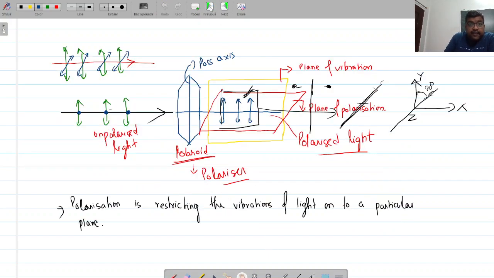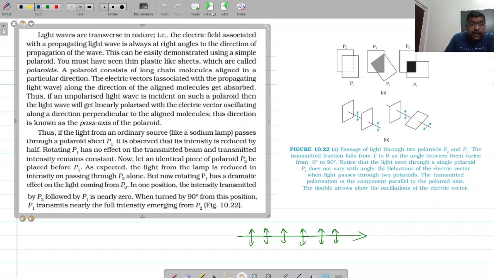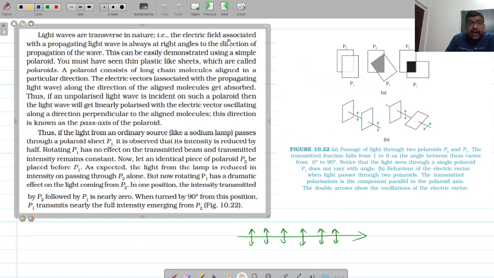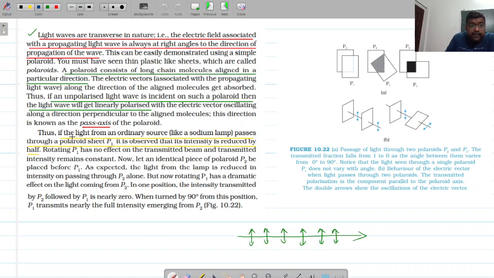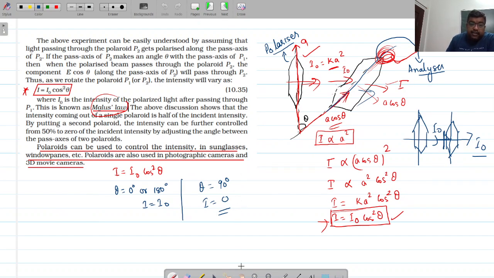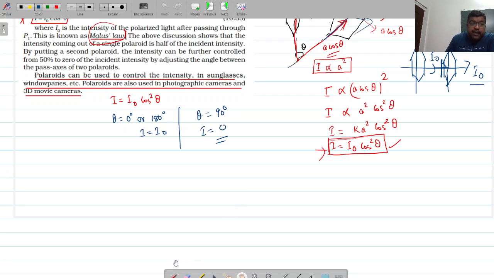Just now we have seen that for ordinary light the intensity is halved. For unpolarized light the intensity is halved. So what is the reason? Here it is written: if the light from an ordinary source passes through a polaroid, it is observed that the intensity is reduced by half. This we can explain on the basis of this Malus law. So how can we explain?